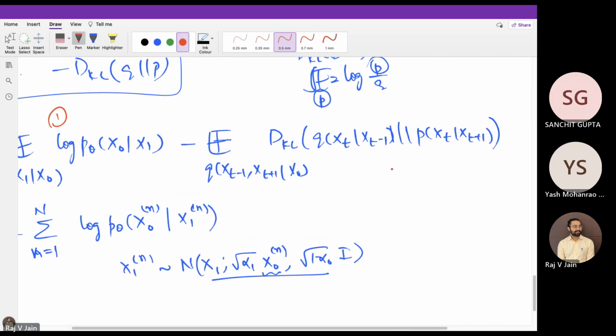Second term. In similar spirit, how do we go for the second term? q of xt given xt minus 1 we know. Correct. And p of xt given xt plus 1 also we know. Why is that? Neural network. Then next step, that is p theta only. Yes, that's all p theta. So okay, that we know.